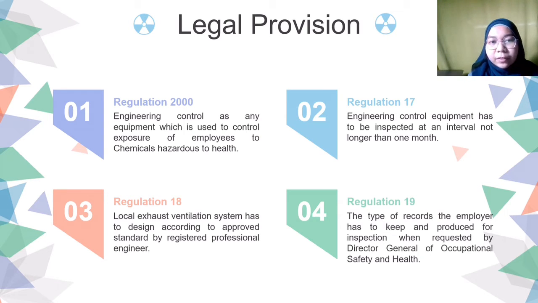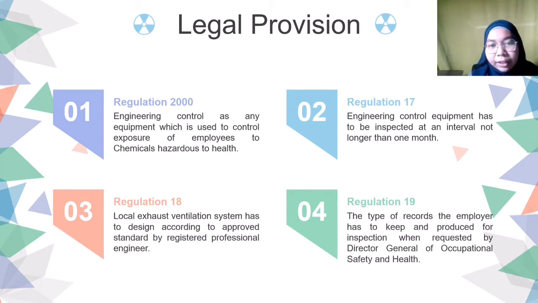The first one, Regulation 2000: engineering control is any equipment which is used to control exposure of employees to chemical hazards to health. And the second one, Regulation 17: engineering control equipment has to be inspected at an interval not longer than one month.